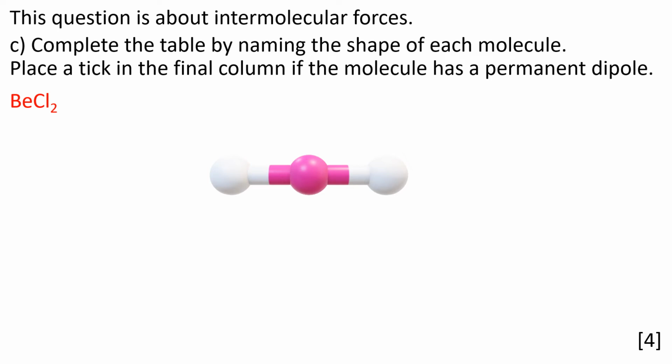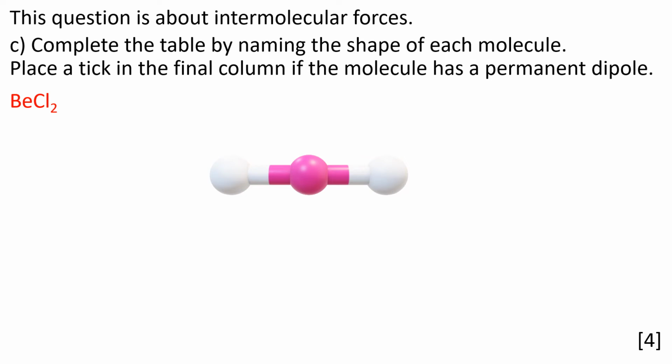BeCl2, beryllium dichloride, 2 bond pairs, and it has got no lone pairs. It's linear. Because the beryllium atom is so small, the beryllium just having 4 electrons around it is quite stable like that, it being electron deficient as it is. So it doesn't need to gain a full octet.